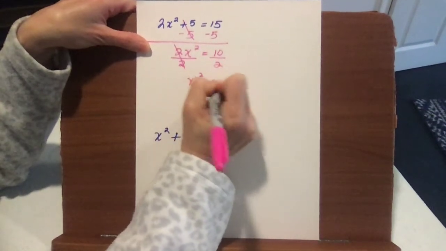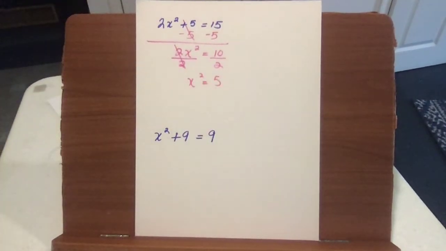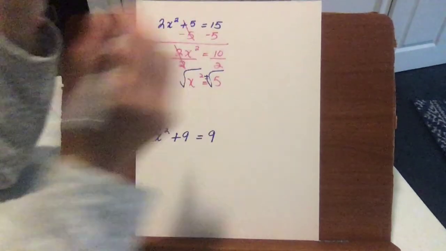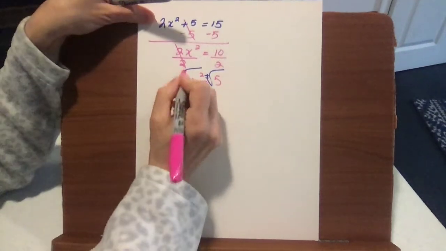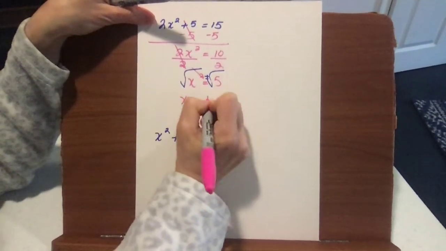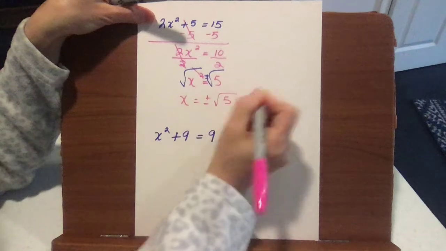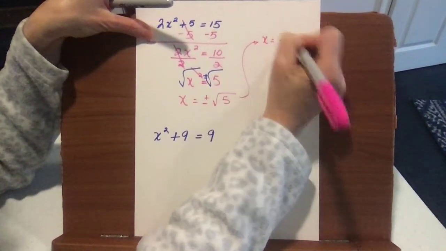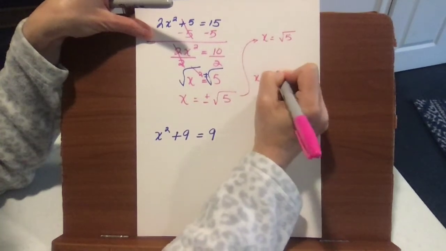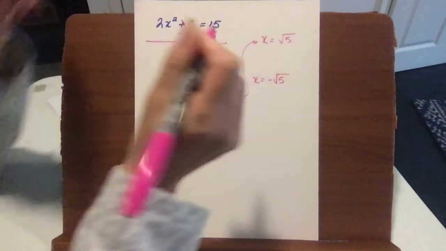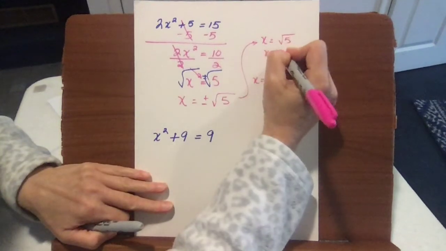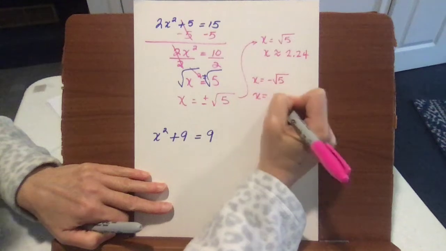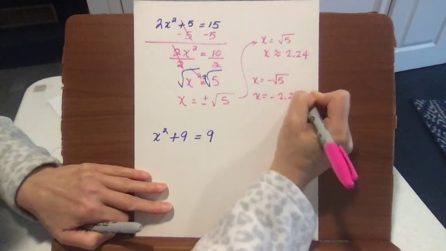x squared equals 5. Now we can take the square root of each side, positive and negative. So x squared is now gone. x equals positive and negative square root of 5. So x equals positive square root of 5, and x equals negative square root of 5. Those are exact numbers, and their approximations are x equals 2.24, and x equals negative 2.24.